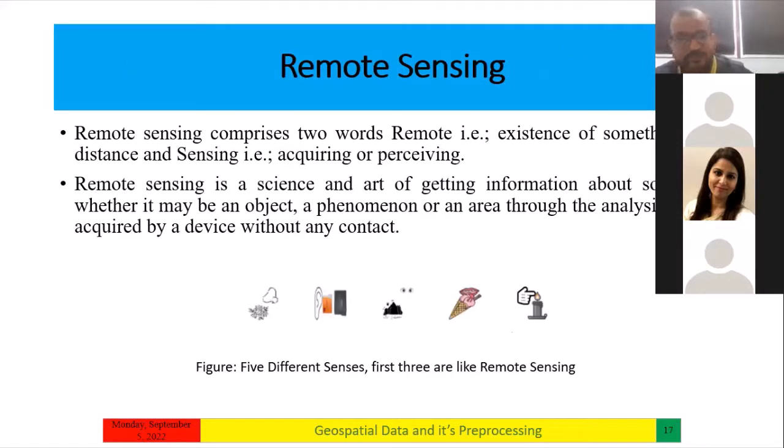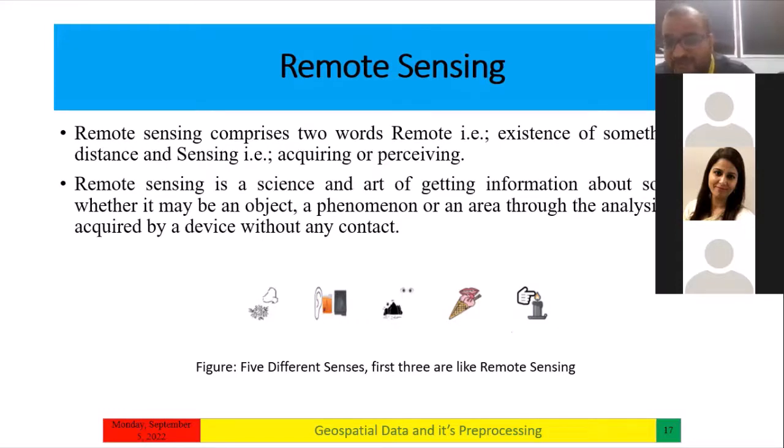So we have understood that satellites provide geospatial data, and how they provide it depends on a phenomenon called remote sensing. Remote sensing is a phenomenon through which the satellite senses the object or feature on the Earth or on the planet, and through its reflected energy, it captures the information.